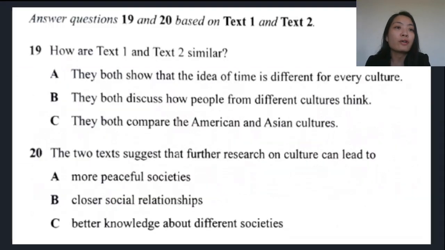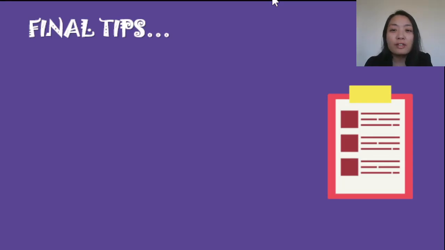Okay, and then you have the final two questions based on text 1 and text 2. You see again the question, it will ask you, how are text 1 and text 2 similar? And then the two texts suggest what? So you need to find something that is similar between the two of them. So just a final note here and some final tips for all of you.